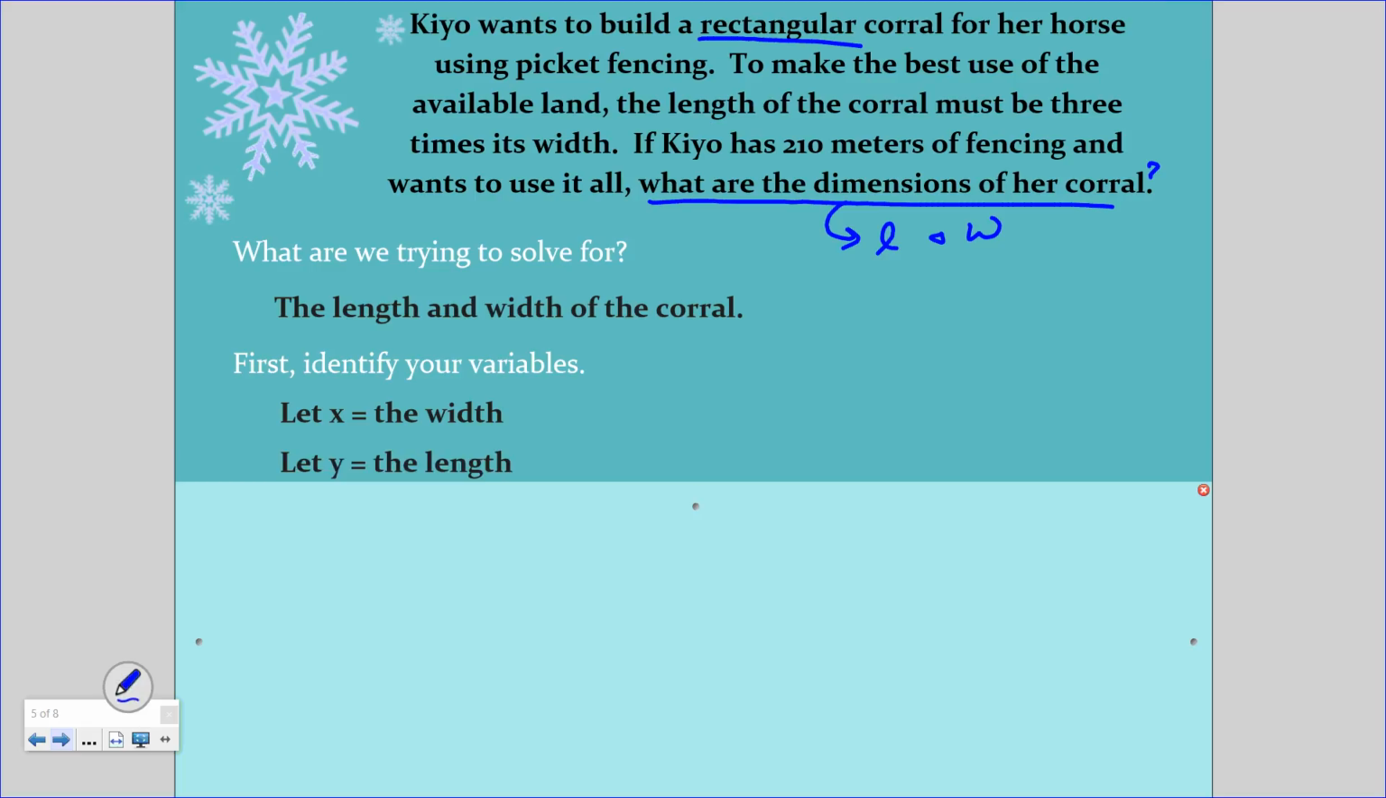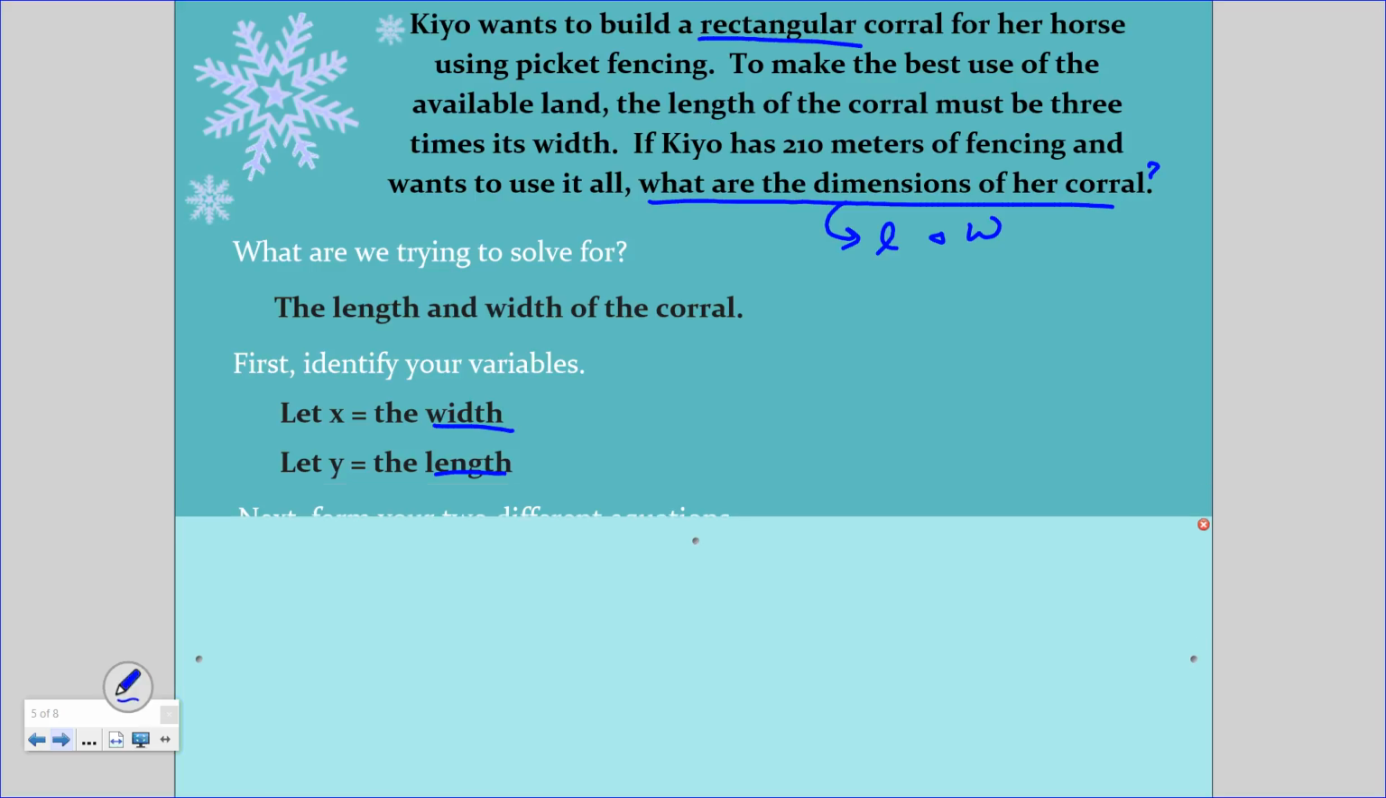So let's just let x stand for the width and y stand for the length. You can use L and W. You still need to just say what everything stands for using words, width and length, written out. But I'm going to use x as width, y as length. You could use y as width, x as length. You could use w for width, L for length. That choice is yours. That's why we always identify our variables so everyone knows what we're using.